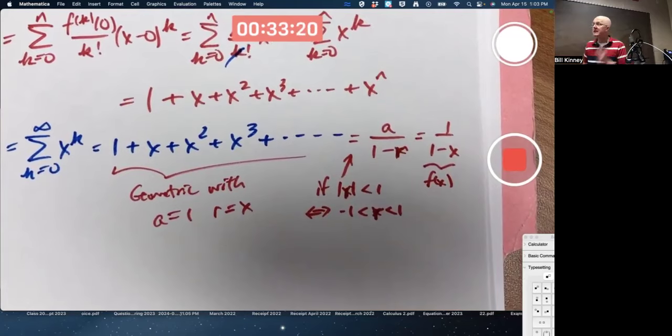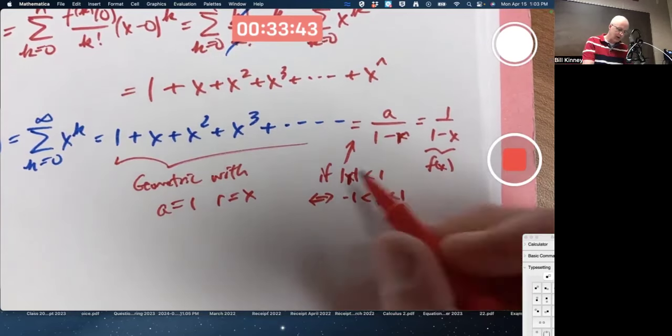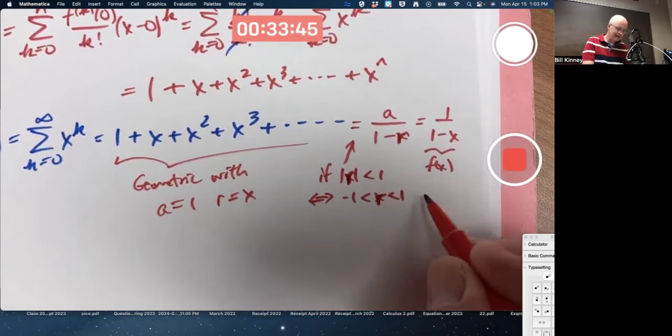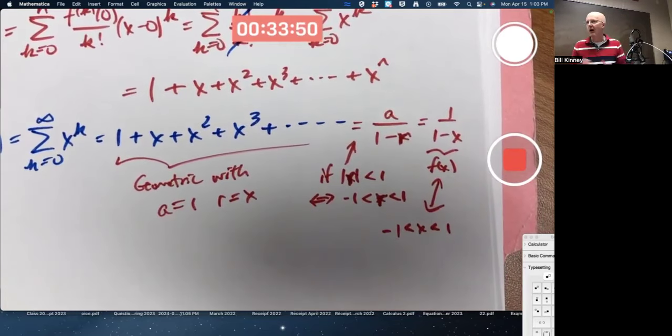So the infinite sum, the series, equals the function. The Taylor series, not Taylor polynomial, Taylor series, infinite polynomial, so to speak, infinite degree, equals the function on the interval of convergence. r is between -1 and 1, but again, because r equals x, that also means x is between -1 and 1. r equals x here. Just notation. Don't worry about it.